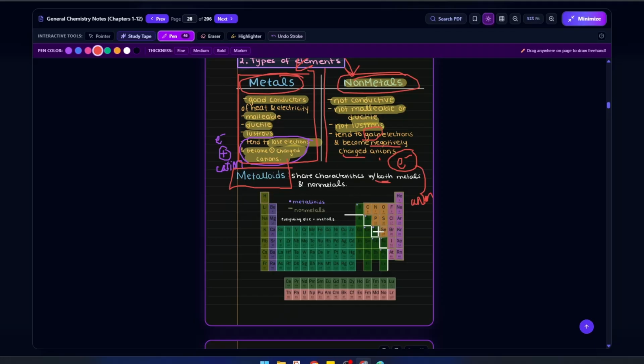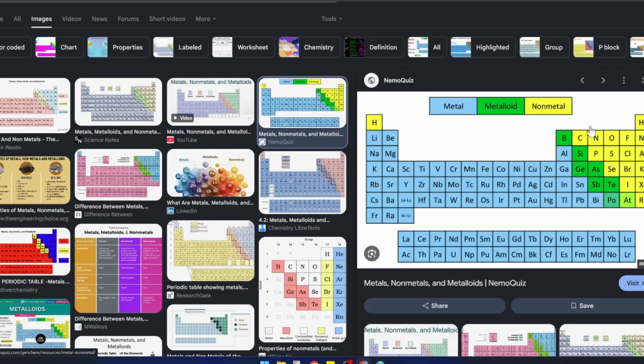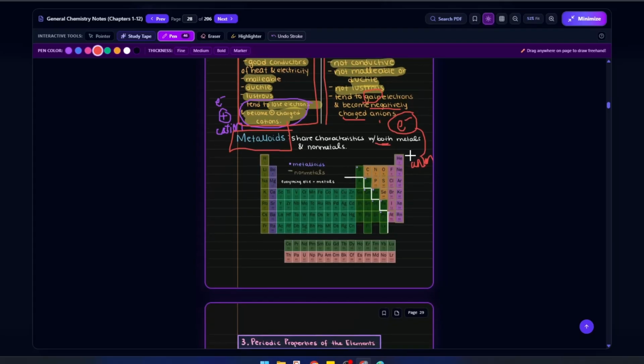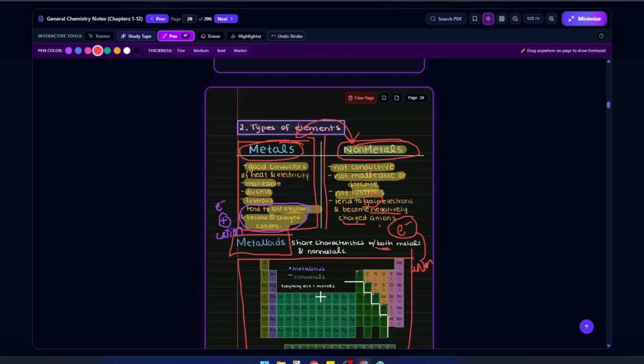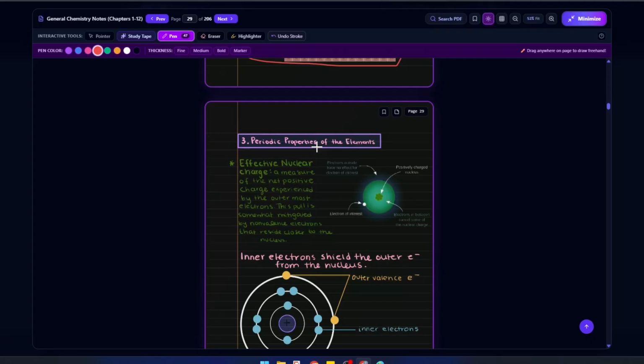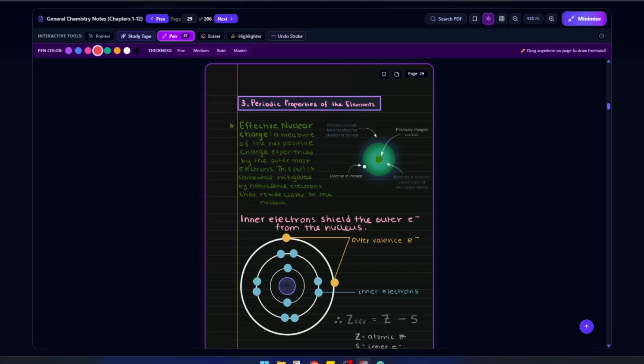So they're just in between. And I hope that makes sense because on the periodic table, you could visually see that they're also in between metals and nonmetals. So it should make sense that their physical properties also match that depiction on the periodic table. All right, so let's see what's next here.